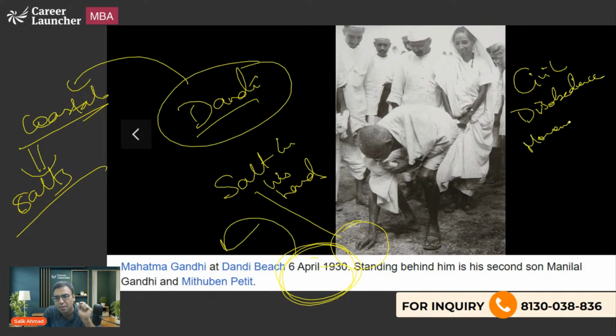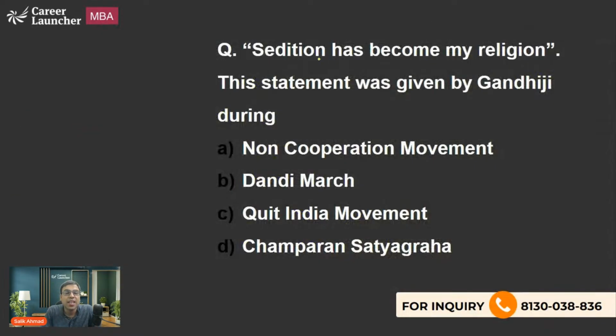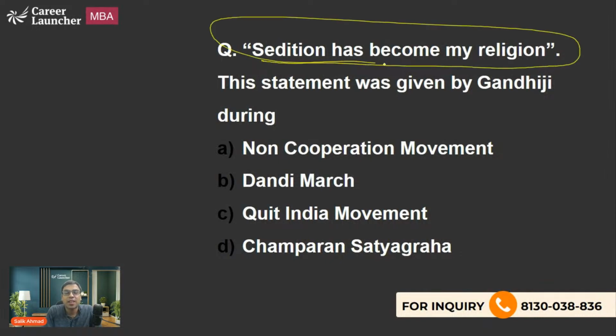Let's move on to the next one. The question is: sedition has become my religion. This statement was given by Gandhiji in relation to which of these: non-cooperation movement, Dandi March, Quit India movement, Champaran Satyagraha? The right answer is the Dandi March. In the Dandi March, he had said that sedition has become my religion. So B is the right answer.